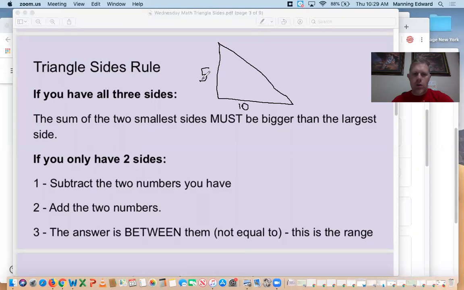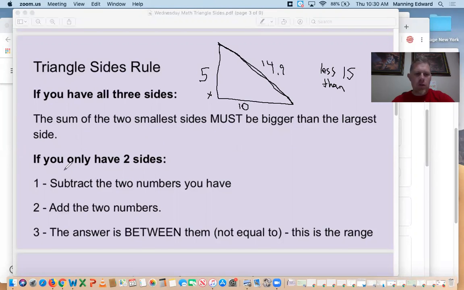If I add these 2 together, I get 15. That means this side right here must be less than 15. We don't know exactly what it is, but we know that it's less than 15. So it could be 14. It could be 14.9. That would still work, but it's less than 15.